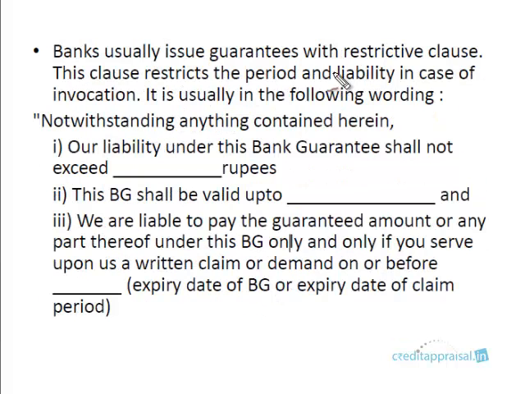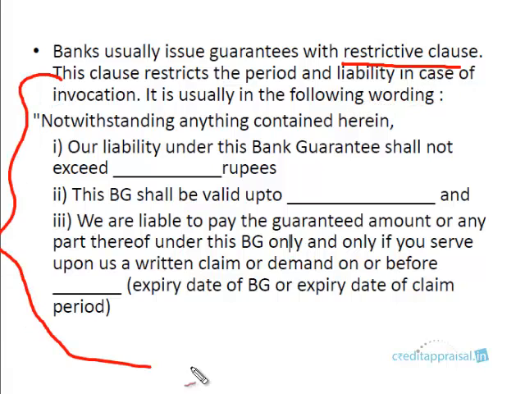One more term you will come across very frequently is restrictive clause. Banks usually issue BGs with a restrictive clause. This is common wording which you'll normally come across in BGs. Whenever a bank issues a BG, this is a standard, common language they use. Okay. So they say our liability under this BG shall not exceed so and so rupees. This BG is valid up to so and so date, and we are liable to pay the guarantee amount only if you serve upon us a written claim on or before so and so date.